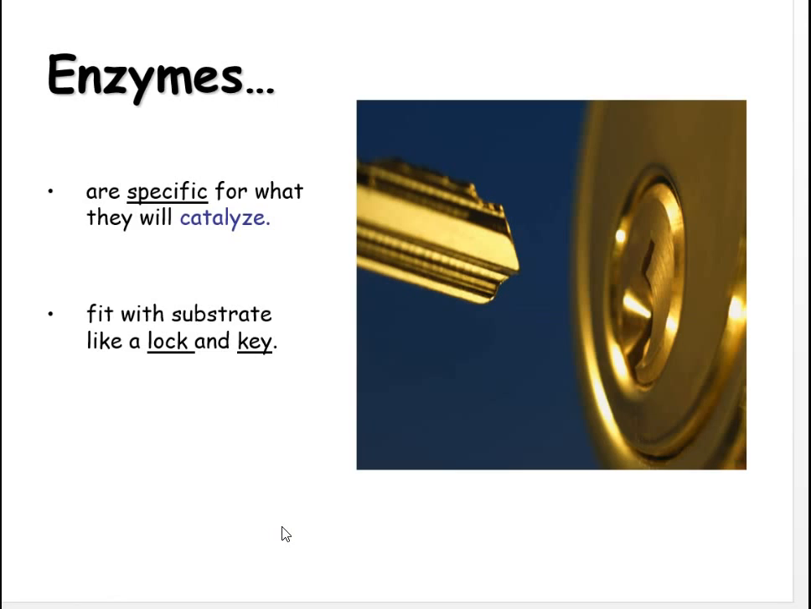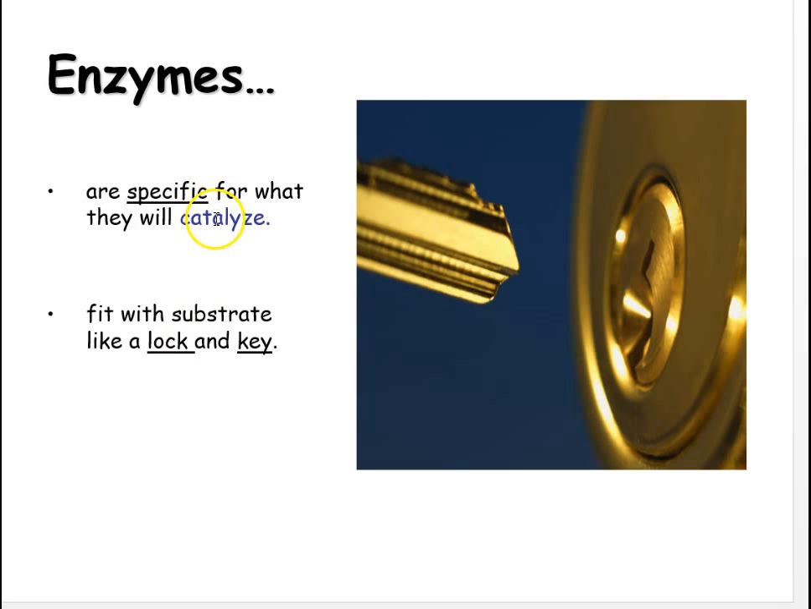An enzyme is specific for what it catalyzes. So for instance, the enzyme that we just named, lactase, can only do the sugar lactose. It can't do sucrose, it can't do fructose, it can't do any other thing except for that one item. And it's because the structure of lactose is so different from all the other sugars that it doesn't recognize them.